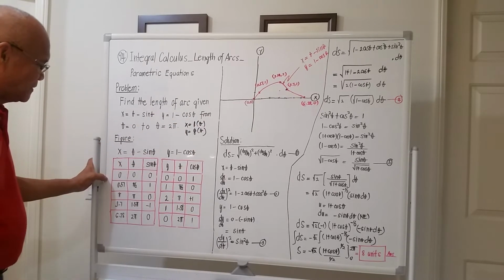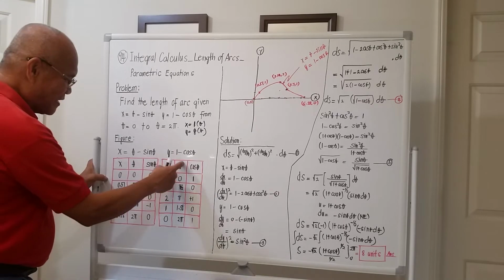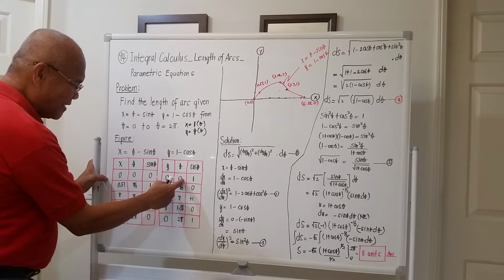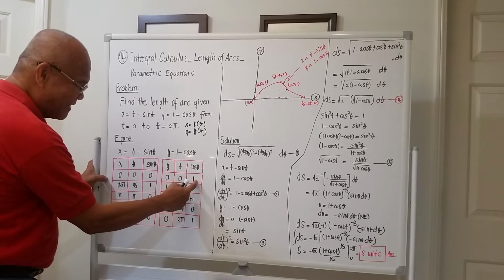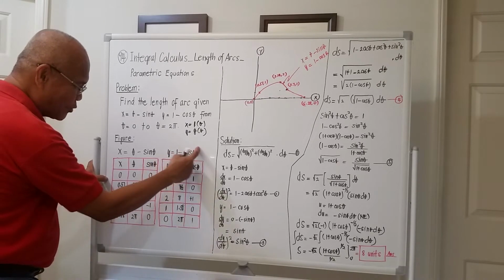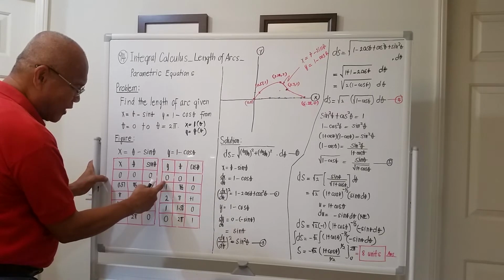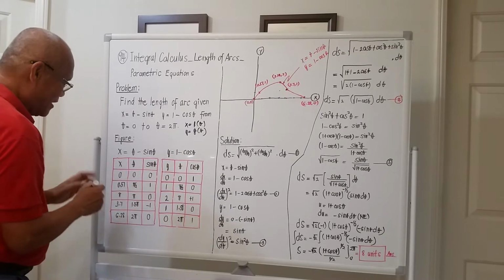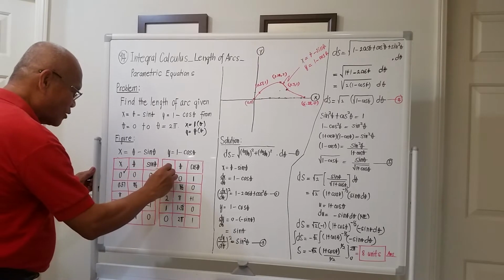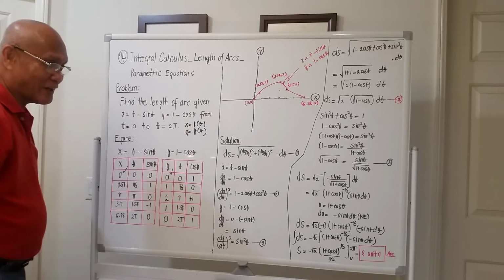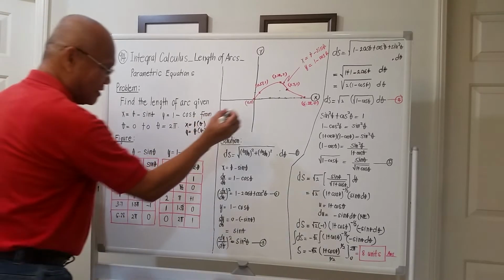Let's go to y. When theta is 0, cosine of theta will be 1. Cosine of 0 is 1. So this will become 1 minus 1. And the value of y will be 0. So corresponding to this x here to be 0 and y to be 0, plot it on the Cartesian coordinate system. It is this.